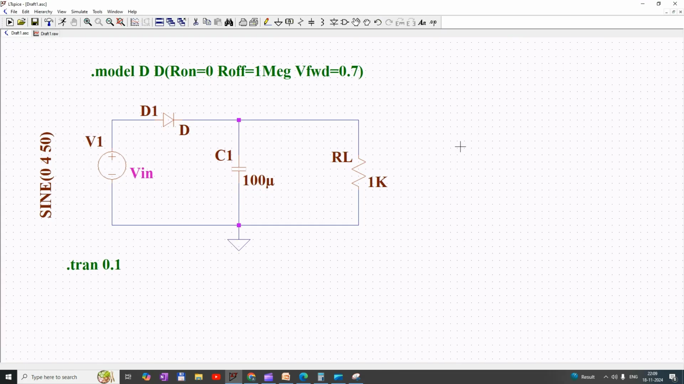Hope we have understood how to calculate the ripple voltage in the half wave rectifier circuit and what happens if we increase the capacitor value, resistor value and the frequency.